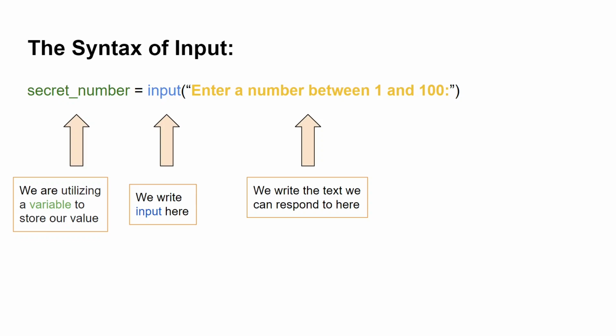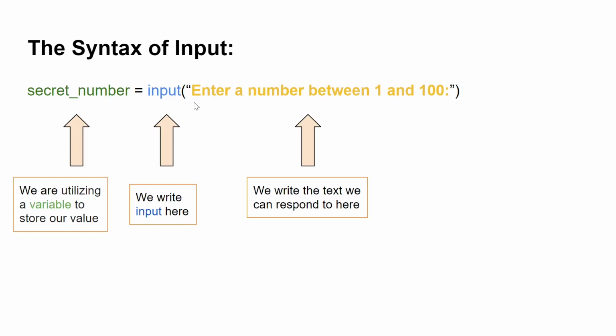This is an example I have taken. Secret number is the variable I have made, and we assign it to an input command. Input, similar to print, is a function, so we have to add brackets or parentheses and quotes. Inside them goes a string or text that we want Python to say, and we can respond to it. So this says enter a number between 1 and 100.